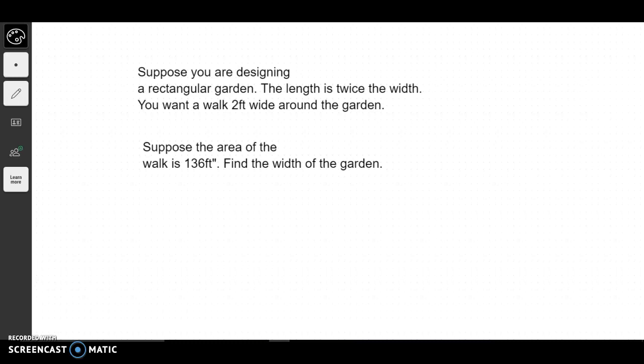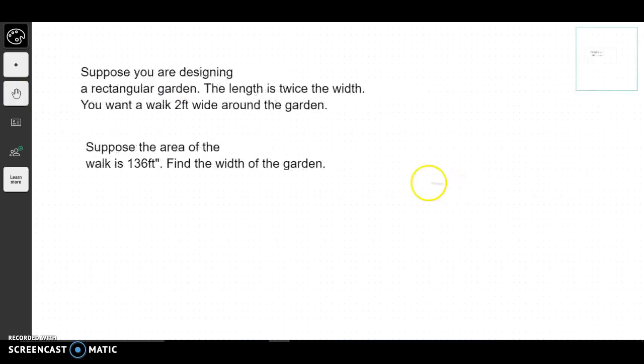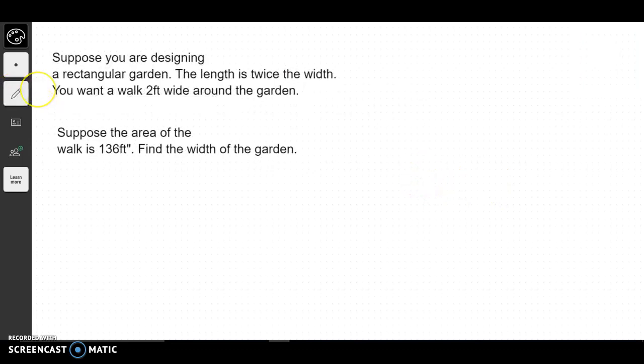Okay, so that's a lot of pieces of information. Here's my recommendation. For all of these things, the first thing you need to do is draw a picture of what you are trying to make. So we wanted a rectangular garden, and we had some width that we don't know. We know that the length is twice the width. So if I take the width and I double it, that's my length, which is right here.